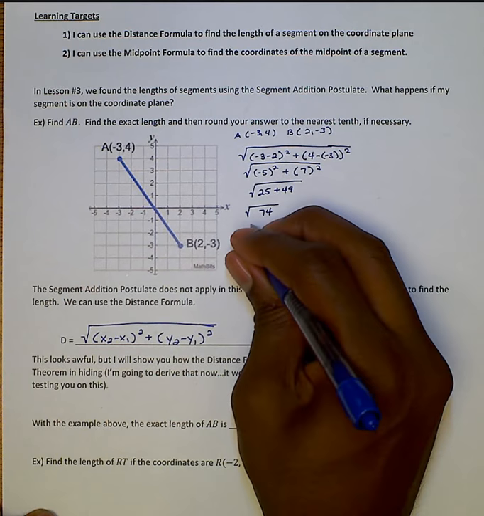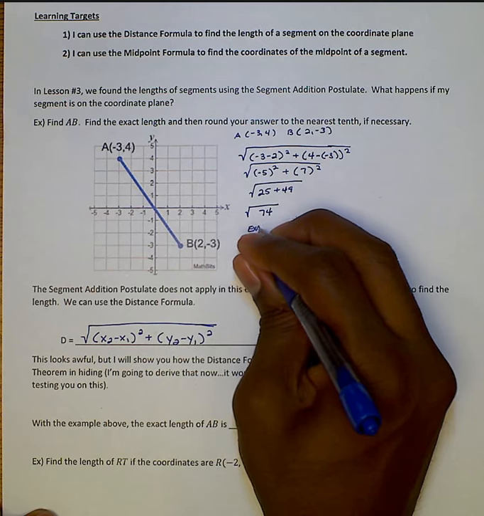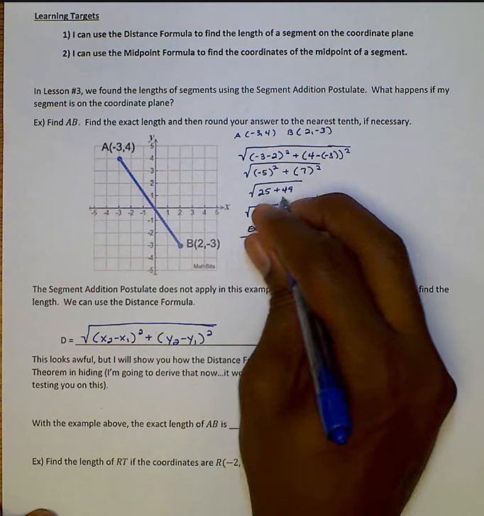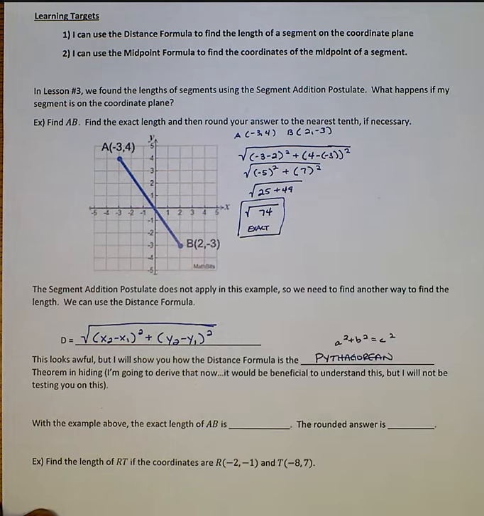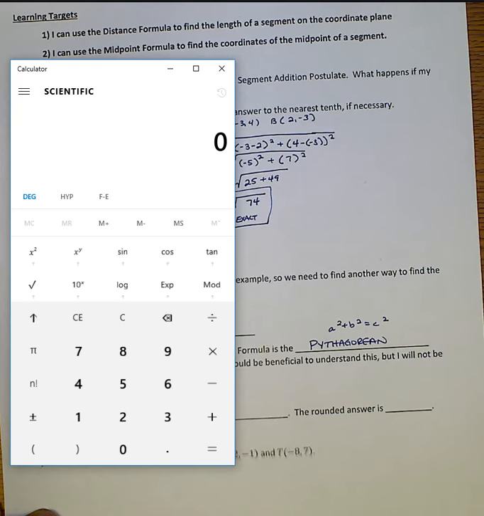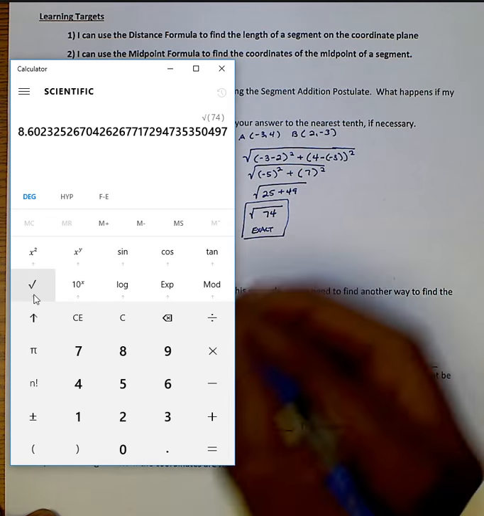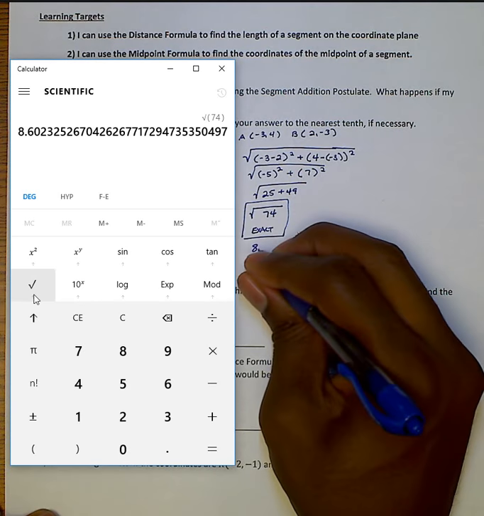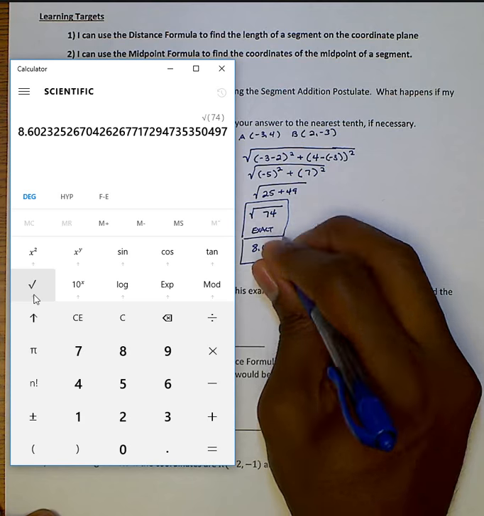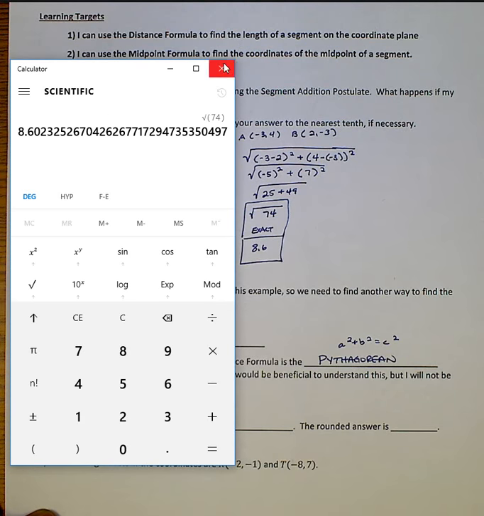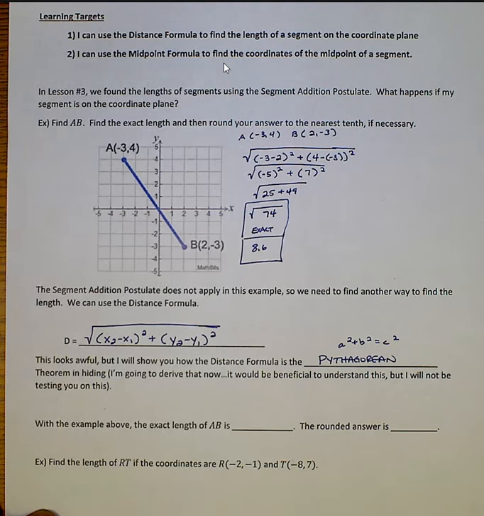This is exact. When they say exact, they just mean how you'd find it in a radical. Okay. Rounded to the nearest tenth, I can do that pretty quickly. The square root of 74 would be 8.6. 8.6 to the nearest tenth. Now, that's using the distance formula. Doesn't have to be too bad, but it is kind of long.